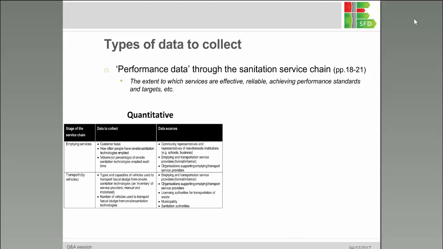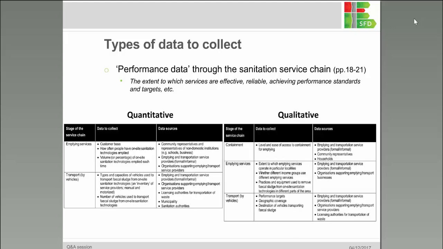And to help you answer that question, we've identified a series of quantitative data sets, and this is just an example. There's a longer table in the report, covering all the stages of the service chain, and also qualitative information to collect. And again, this is an extract of a longer table, and gives guidance on the type of data to collect and where you might get that information from. Different stakeholders, different sources of information.